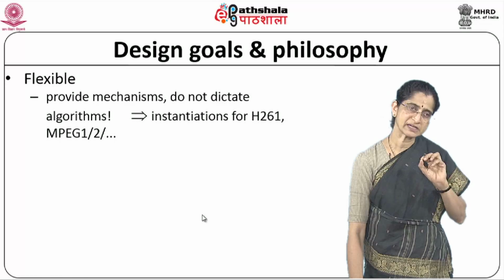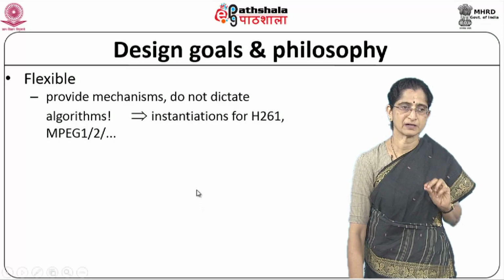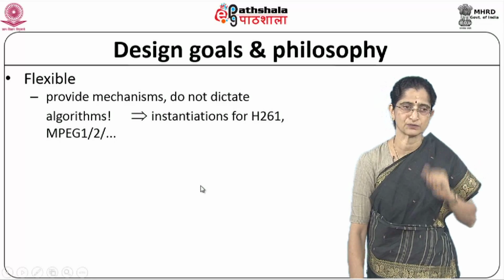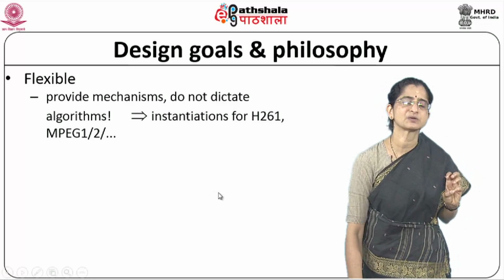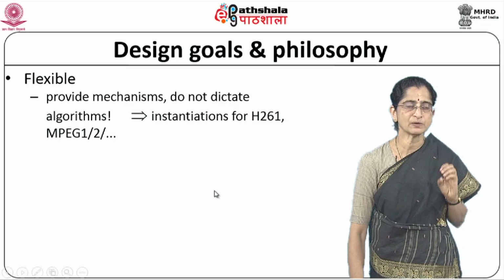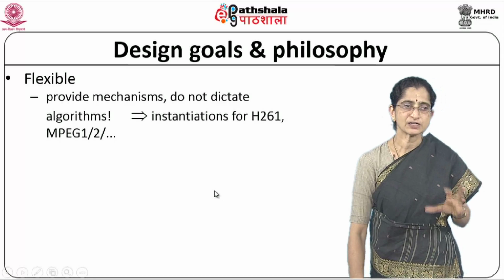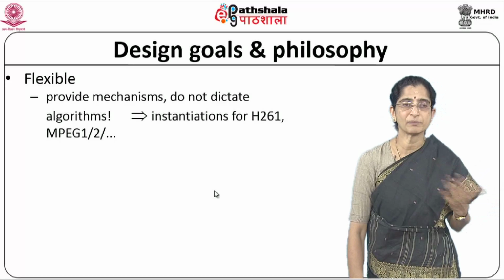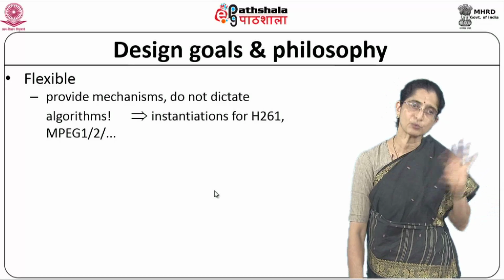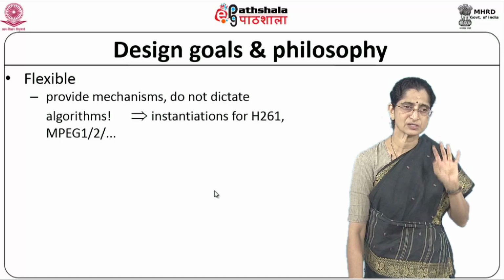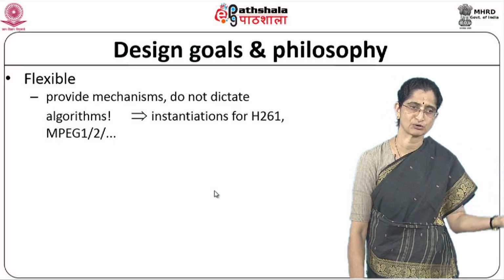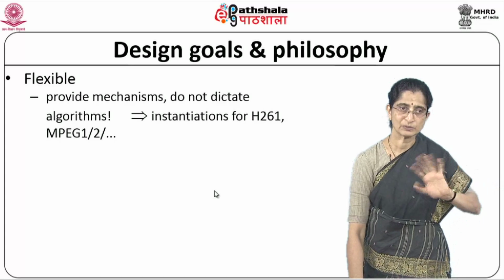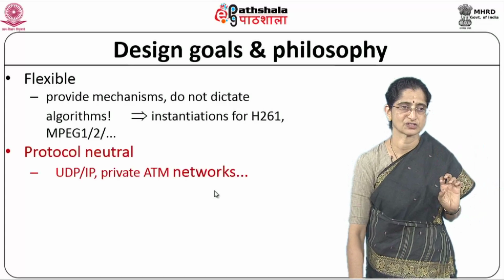If you take a look at this pair of protocols, RTP and RTCP, what has been the goal or the philosophy behind their design? One of the first things kept in mind was that it has to be flexible. That is, you want to provide mechanisms so that you can cater to many different types of applications, but you do not want to dictate any algorithms. So you should be able to instantiate H.261, MPEG-1, 2, whatever comes, without any change to the basic protocol as such.